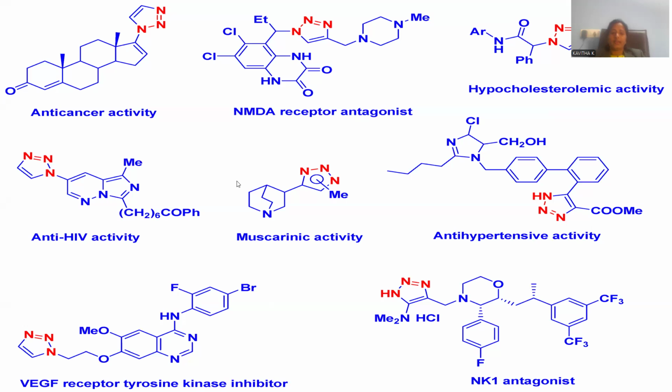And next we have a bicyclic ring system of piperidine and triazole with methyl at a suitable position. Obviously, position number 4 is available for this methylation. This has muscarinic activity. And here is the drug you can locate. Antihypertensive activity is given for this one, where triazole and again a biphenyl ring system is there, and a saturated imidazole is provided. This is effective in reducing blood pressure.